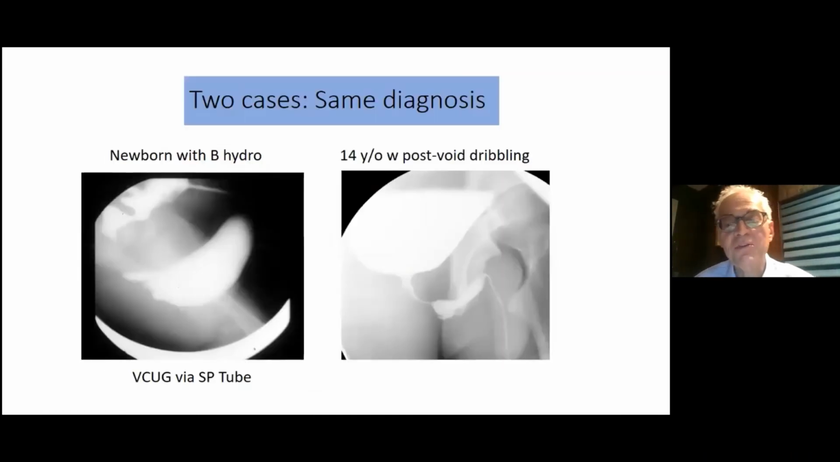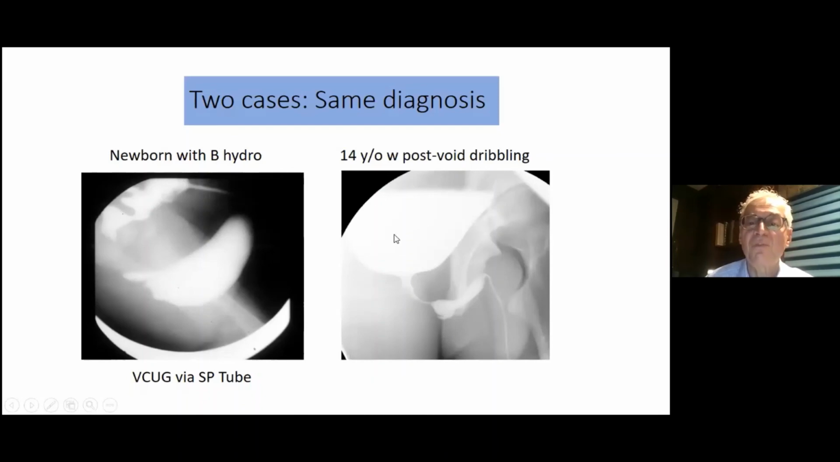Okay, how about this one? This is cool. Two cases, same diagnosis. This is a newborn who had prenatal hydronephrosis. We couldn't get a catheter in, so we put an SP tube in and did this cystogram. Here's his bladder. Here's his posterior urethra. Here's his anterior urethra. Tell me what your diagnosis is.